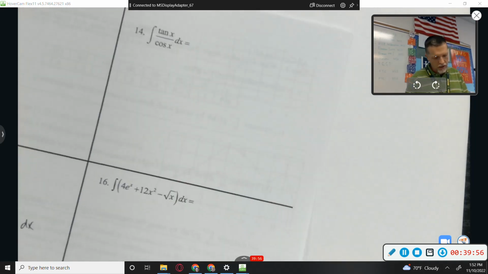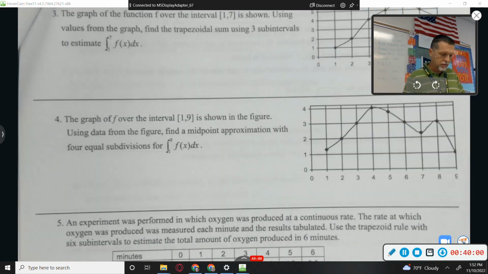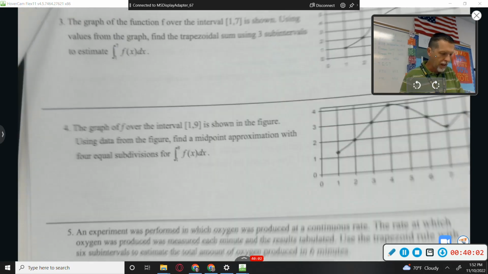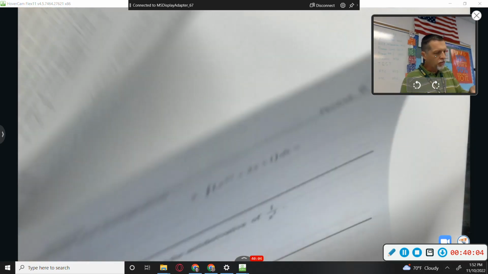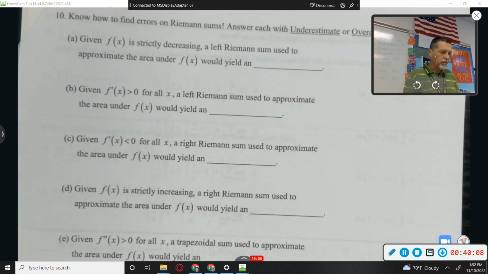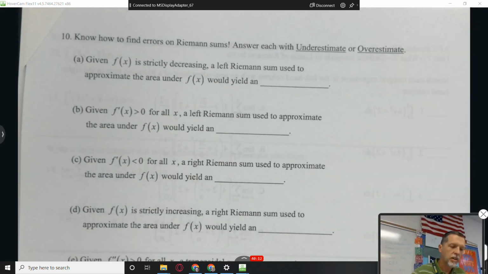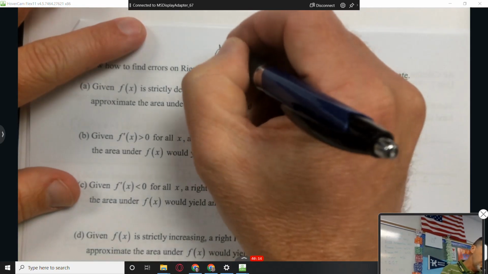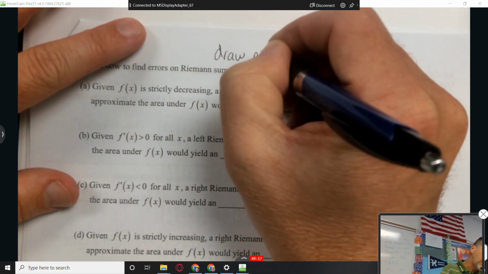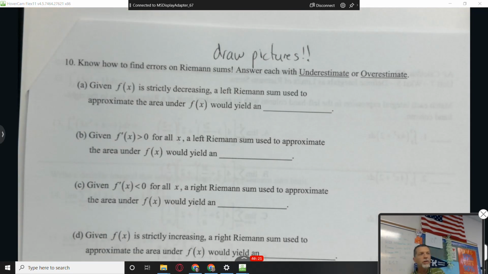The assignment is the next worksheet, and it really is just adding up rectangles. I do want you to see, so get to number 10 on the next worksheet. It's all under and overestimate. And the only hint I would say is draw pictures. Like, draw what it says, and then you'll be able to answer the question.